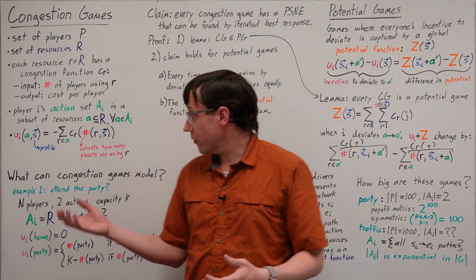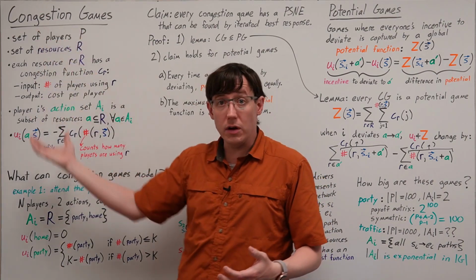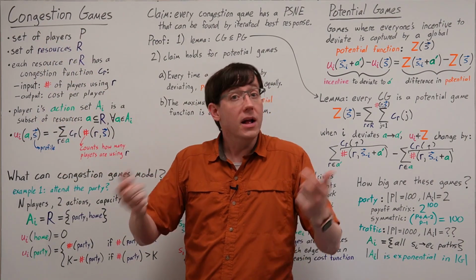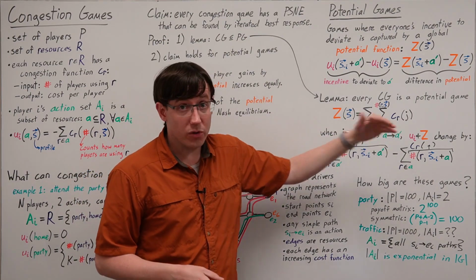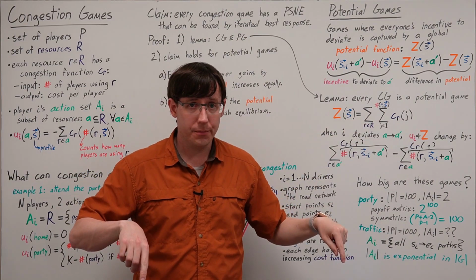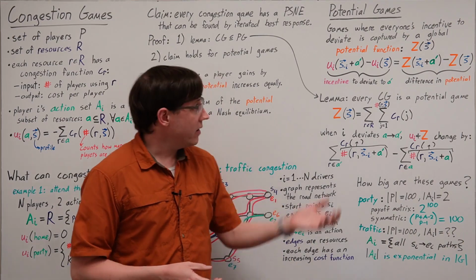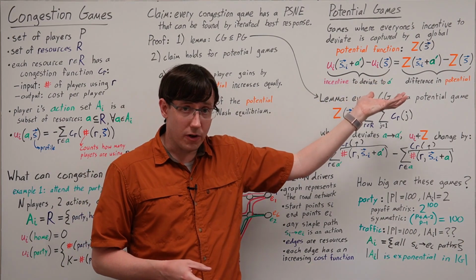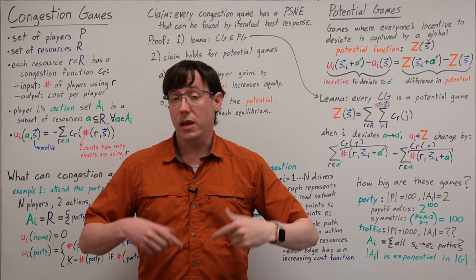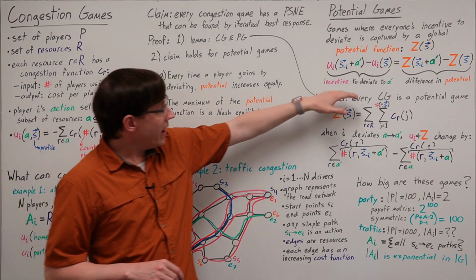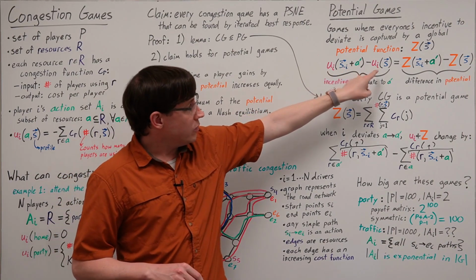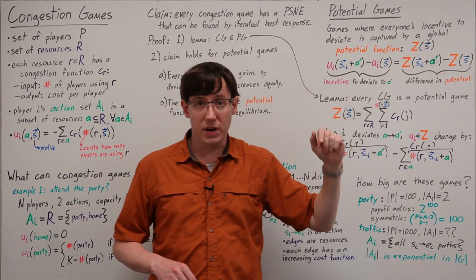So, because we referred only to the structure of a generic congestion game, this means that for any congestion game, we can write down this sort of potential function. And so now we want to show that any game with a potential function must have a pure Nash equilibrium. And that follows from the fact that the difference in utility corresponds to the difference in potential.